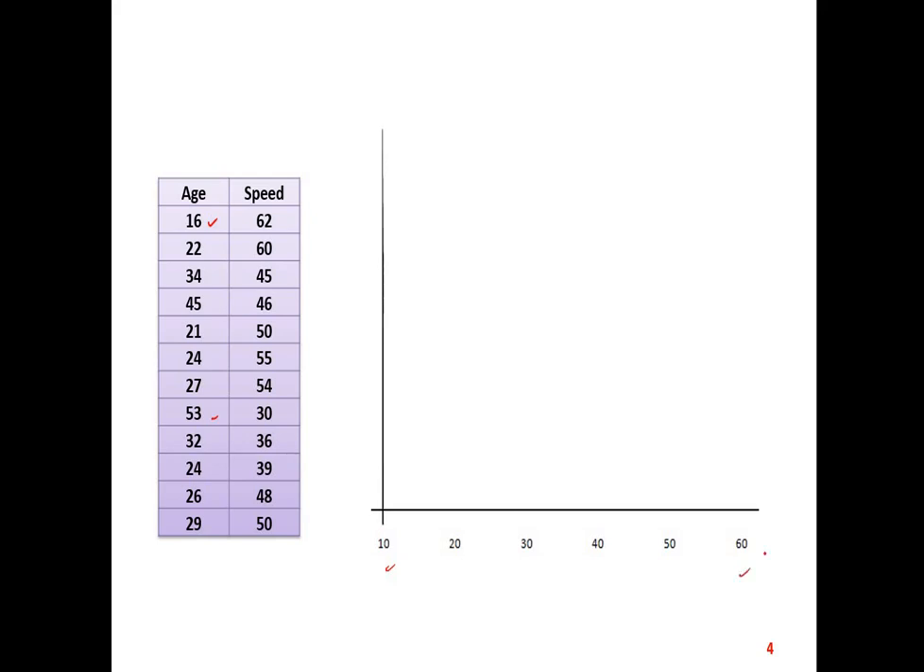Then we have the y-axis. Along the y-axis we have the speed of the motorcycle, and here also you arrange your y-axis in such a way that the minimum value and the maximum value of speed can be accommodated. So you draw the axes, and the first point is 16 and 62. We find 16 along the x-axis and 62 along the y-axis, and then we draw hypothetical straight lines perpendicular to the x-axis and y-axis, and wherever the two cross, that is the point 16, 62.